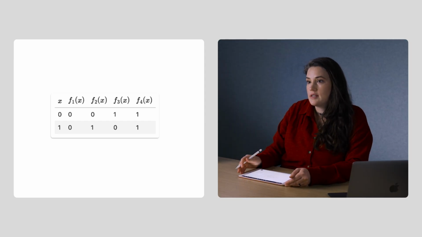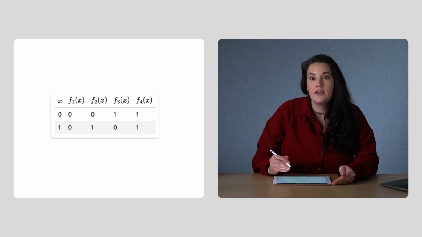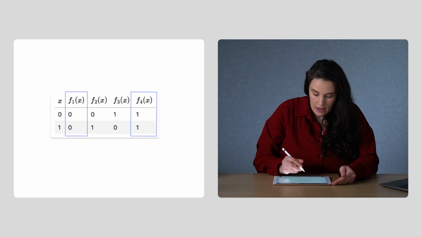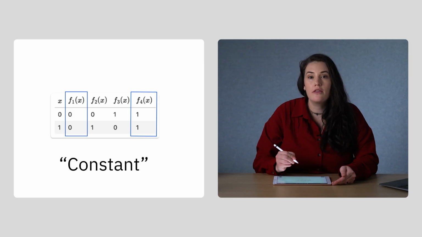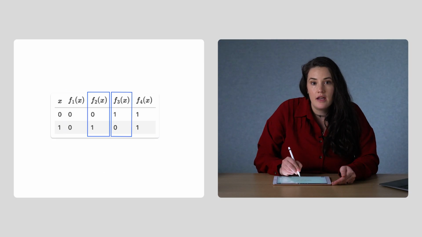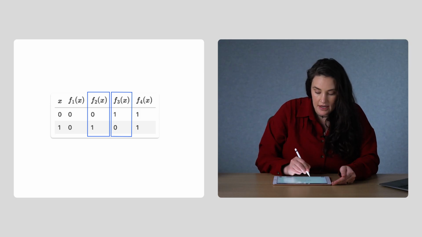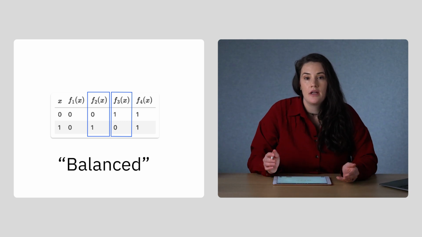Let's start by looking at a chart of the four possible functions, taking a single bit to another single bit. Here, you can see that two of the functions, f1 and f4, always return a single value, regardless of the input state. We call these two functions constant. f2 and f3 will return either 0 or 1, depending on the state of x. We call these two functions balanced.